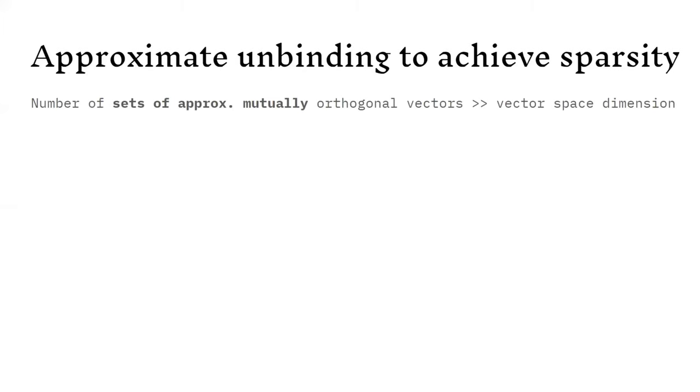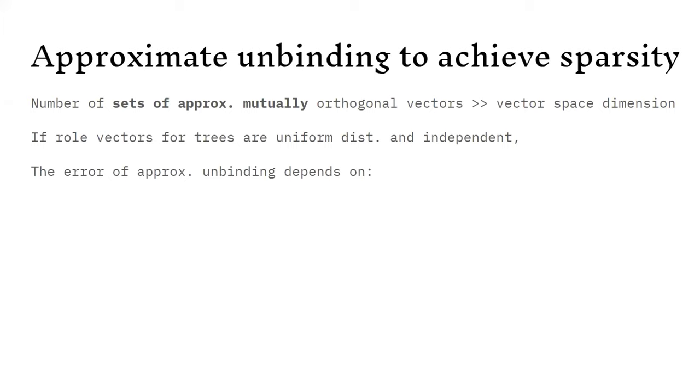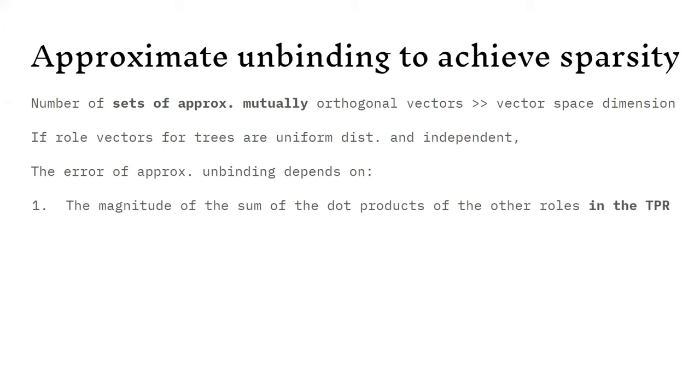So, can we use this approximate unbinding to achieve sparsity? The number of sets of approximately mutually orthogonal vectors is much greater than the vector space dimension. If role vectors for trees are uniformly distributed and independent, so each position is independent from the others, the error of approximate unbinding should depend only on the magnitude of the sum of the dot products of the other roles in that specific TPR, rather than the whole role space, according to the equation about the noise.